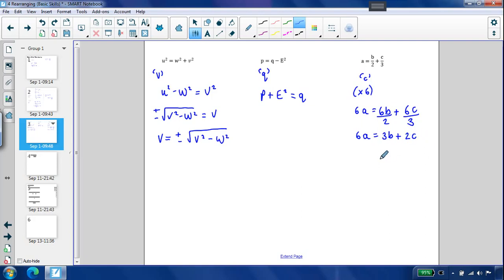Now just checking what we need, we want c to be the subject, so I might leave that there and move this 3b. So minusing 3b from both sides, and then dividing both sides by 2. We can leave it like that. If 3 was even, you may want to simplify by dividing both terms by 2, but it's not really going to make it any more simplified by doing it for this expression here.